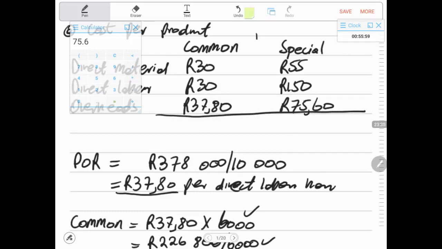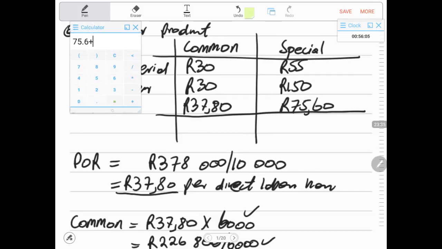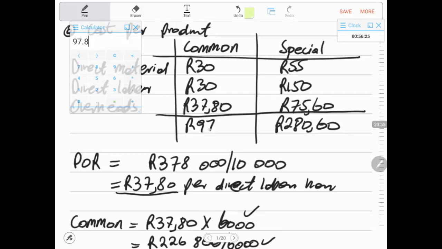So now we can draw the line here, and we get to our cost per unit. Plus 150 plus 55 rand, and this gives us 280 rand 60 cents. And for product common, it will be 60, which is 30 plus 30 plus 37.80, and this will give me 97 rand 80 cents. So now this is the cost per unit using our traditional system.